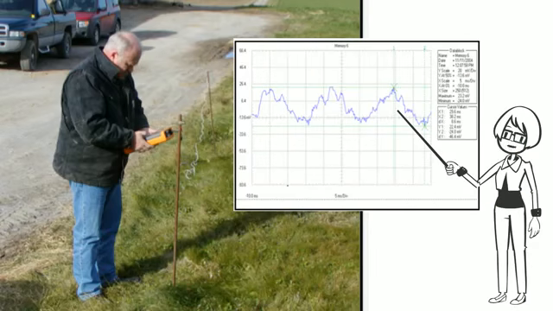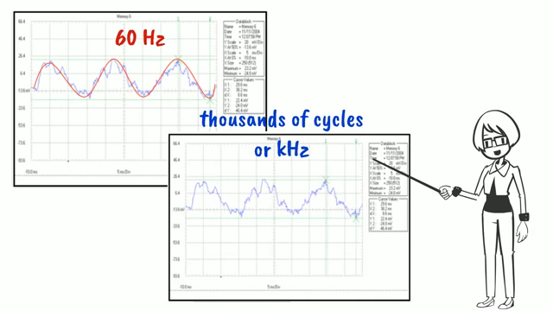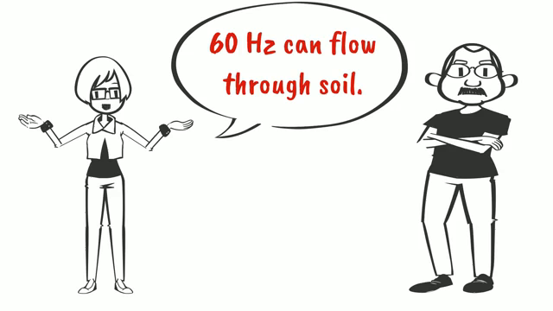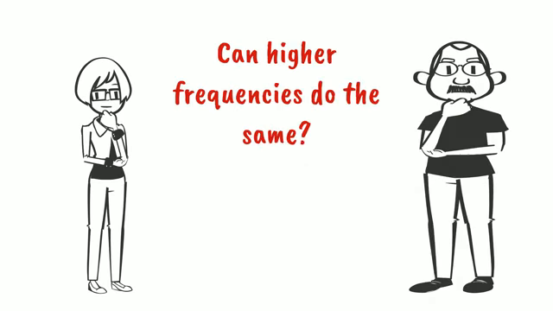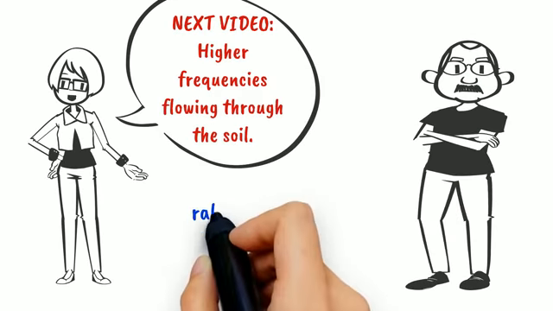Remember when I showed you in the first video what electricity flowing through the ground looks like? Two patterns were evident. The 60 cycle or 60 Hz pattern shown in red. And the thousands of cycles or kilohertz pattern, shown in blue. Ralph did a demonstration of ground current and showed that 60 Hz frequencies can flow through soil. Can higher frequencies do the same? Watch our next video and find out.